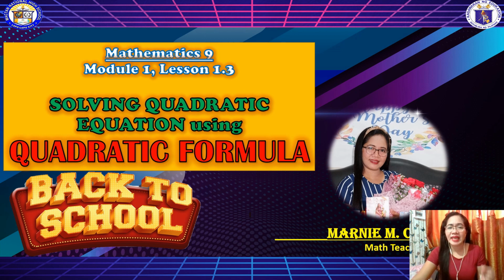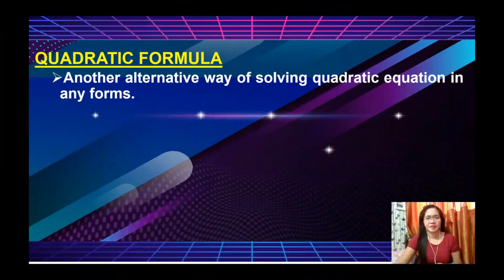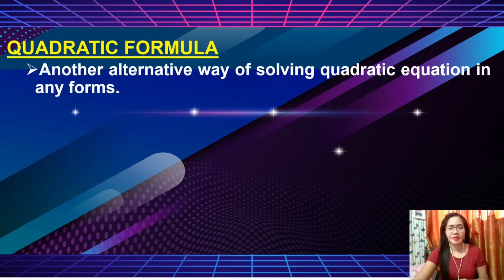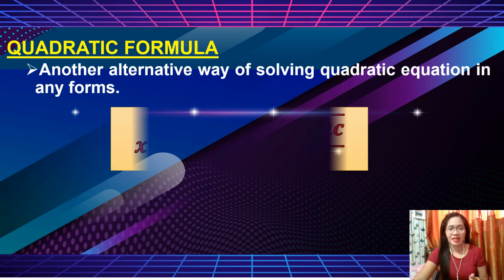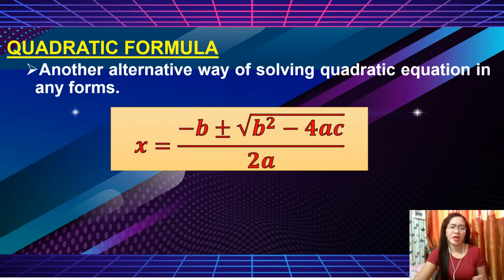Now, what is this quadratic formula? The quadratic formula is another alternative way of solving quadratic equations in any form. And this is the formula. x is equal to negative b plus or minus the square root of b squared minus 4ac, all over 2a.